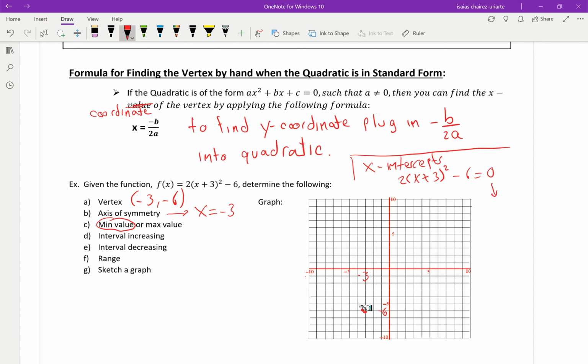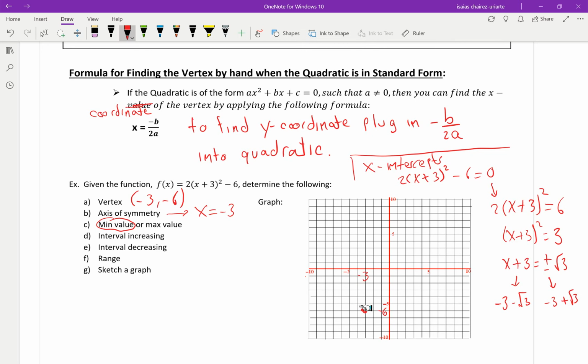Okay. So then I'm going to say 2 times (x plus 3) squared equals 6. Divide everything by 2. So then that should say (x plus 3) squared equals 3. Then I'm going to take a square root. So x plus 3 is equal to plus or minus square root of 3. And so then we have two x-intercepts. I'm going to subtract the 3, so negative 3 minus square root of 3 and negative 3 plus square root of 3.